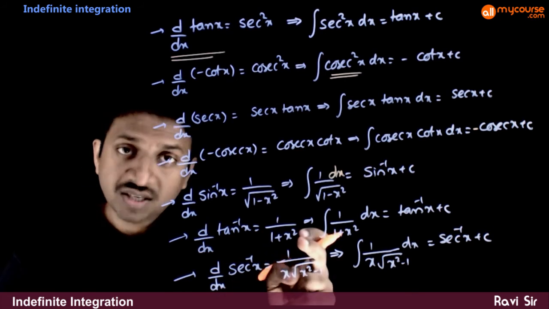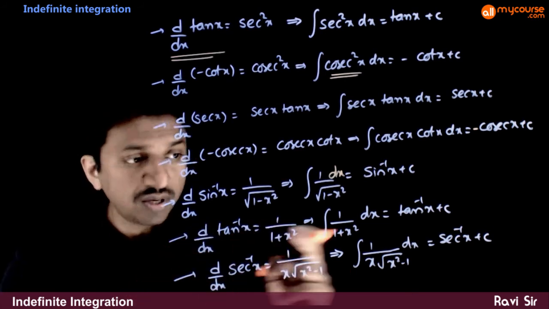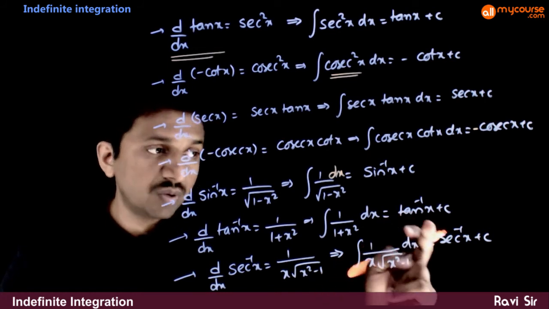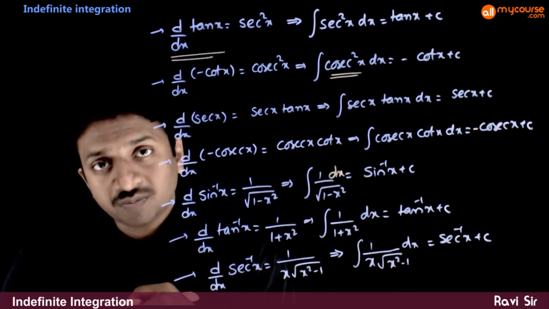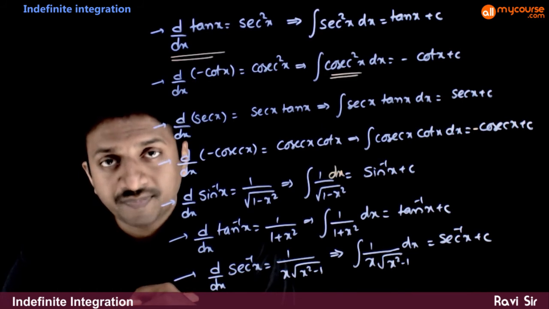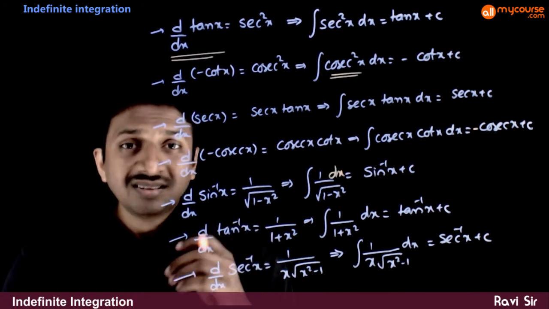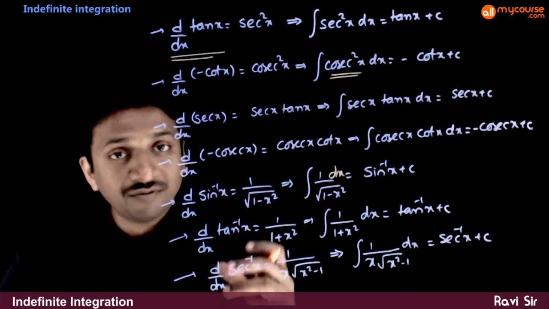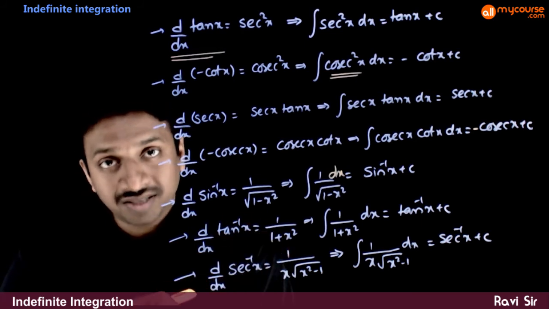Differentiation of secant inverse x is 1 by x root x square minus 1. So integration of 1 by x root x square minus 1 dx is secant inverse x plus c. So these are the standard integration formulas from which you can start your study.